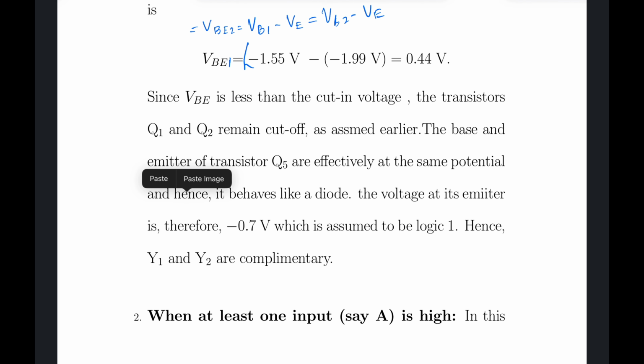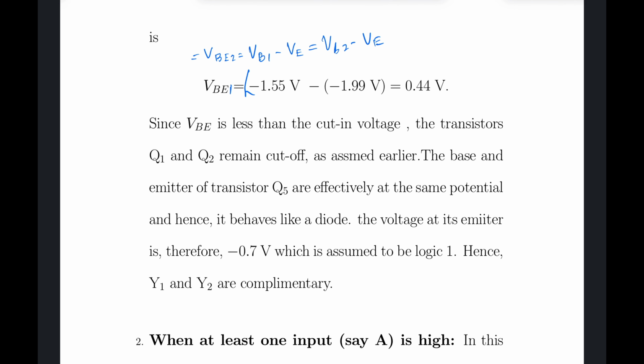The base and emitter of transistor Q5 are effectively at the same potential. You see from the figure, the collectors of Q1 and Q2 are connected together, and this is connected to the base of transistor Q5. Note that since transistors Q1 and Q2 are not conducting, the current IC1 is 0, and therefore there is no potential drop across the resistance R4. So the collectors of Q1 and Q2 are at 0 potential because they are connected to the ground, and therefore the base of transistor Q5 is also at ground potential.